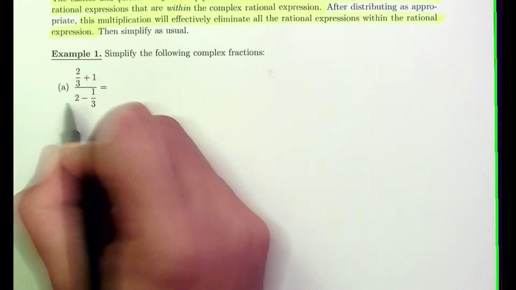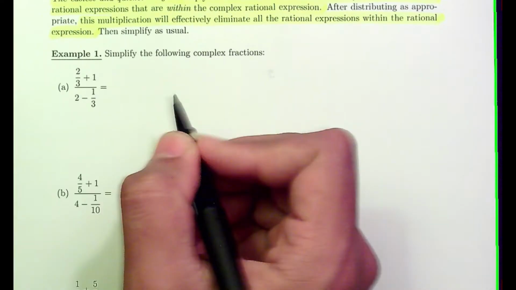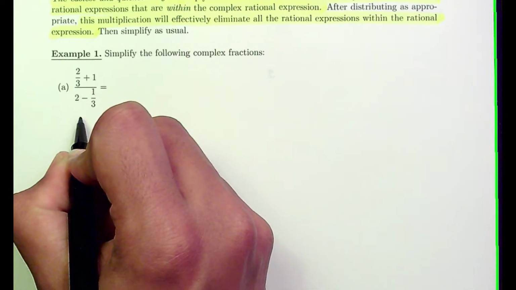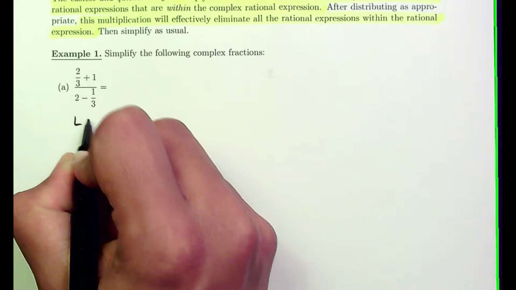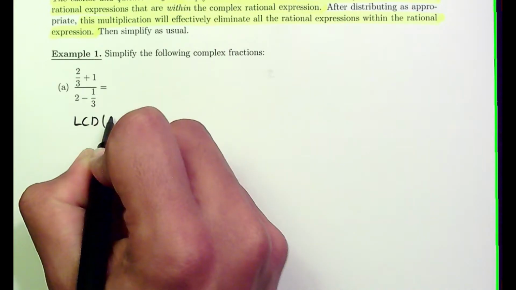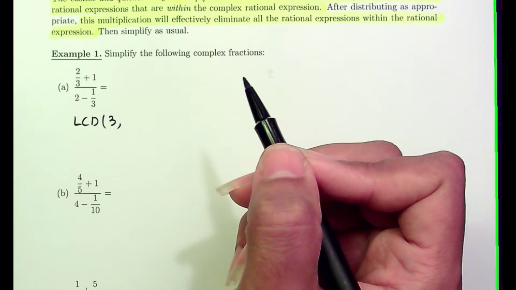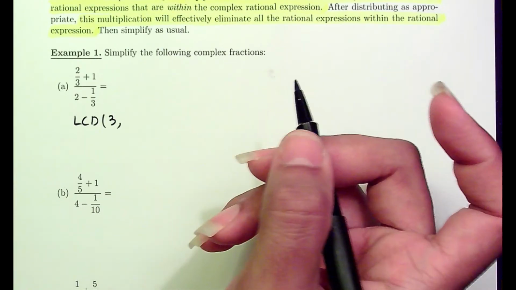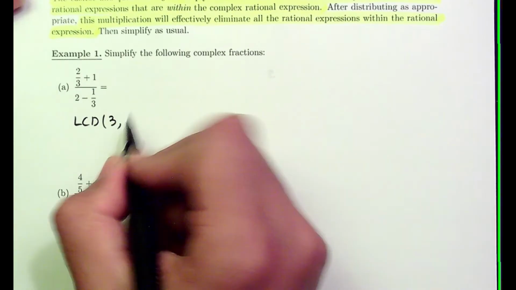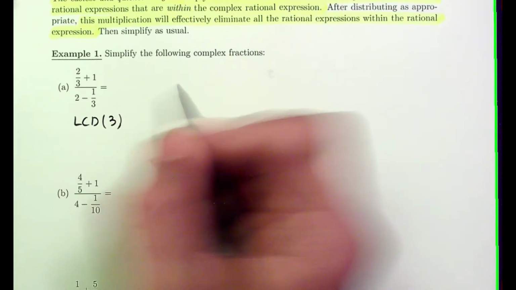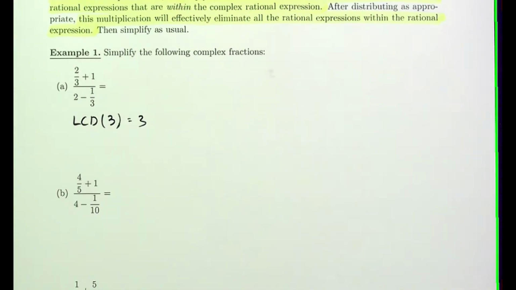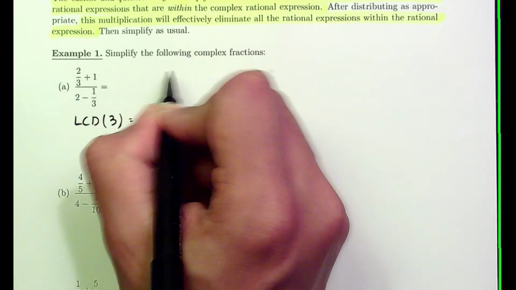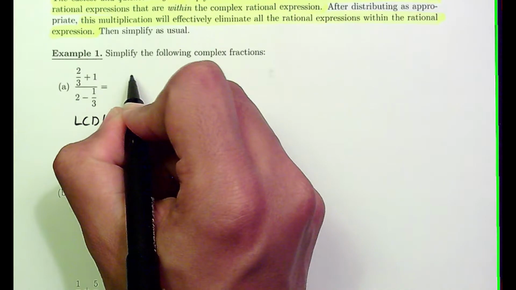So we're going to look at all the fractions involved, and we're going to find the LCD. Look at all the denominators that you see. I see a 3, and that's it. So there's no other fractions besides thirds. So that means the LCD is just going to be 3. That's the only fraction I see. So we're going to multiply both top and bottom, everything, by 3, and we're going to distribute this.